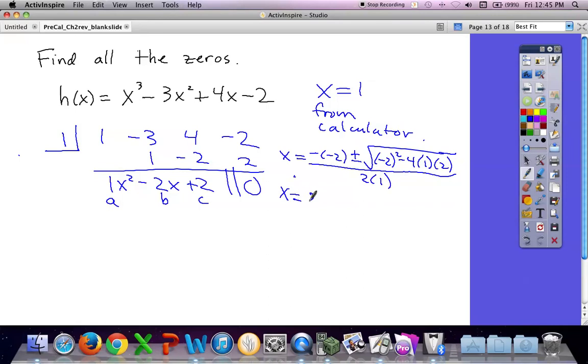X equals +2 plus or minus the square root of 4 minus 8, -4, divided by 2. Okay, what's the square root of -4? 2i, right? The negative comes out as an i. The square root of 4 is 2. So we have 2 plus or minus 2i divided by 2, which is 1 plus or minus i, right? The 2 in the denominator cancels both 2's in the numerator. So that is 1 plus or minus i.